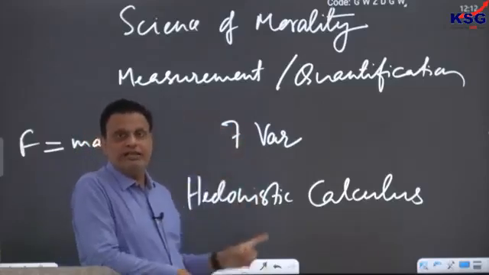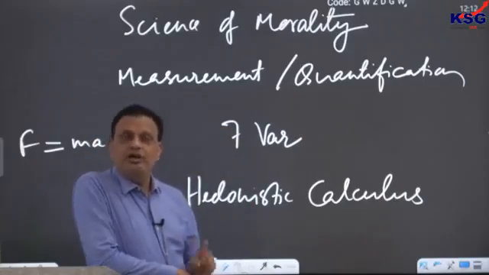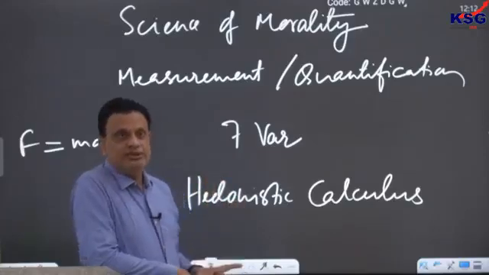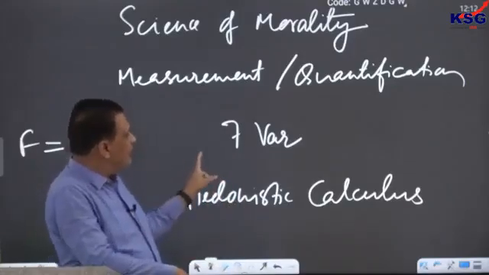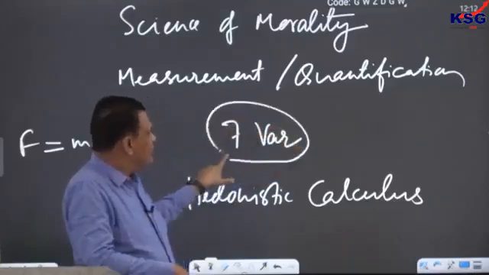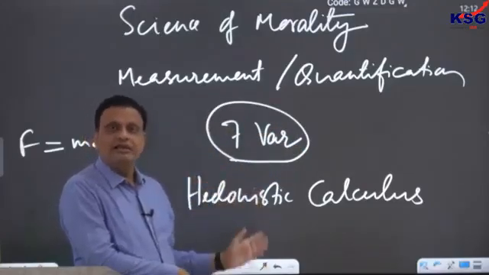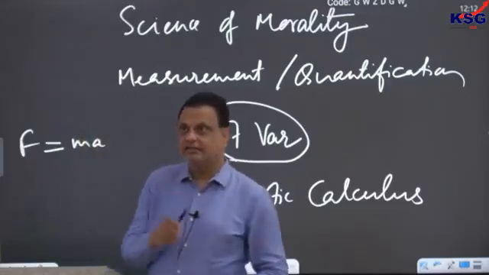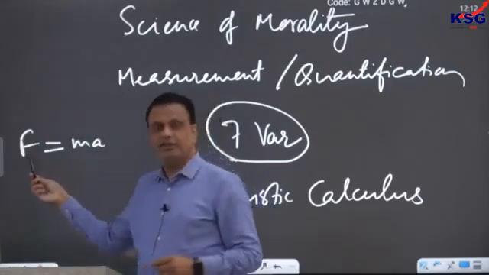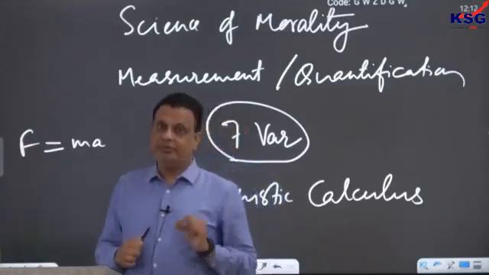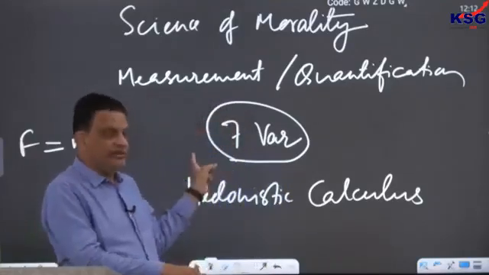So he said that morality can be a science. In order to make a science of morality, we have to measure the moral variable. What is that moral variable? Happiness. So he said that happiness must be measured in terms of 7 variables. Now this method of measurement of happiness he called hedonistic calculus. So just as Newton measured force in terms of 2 variables, we can measure happiness also in terms of 7 variables.